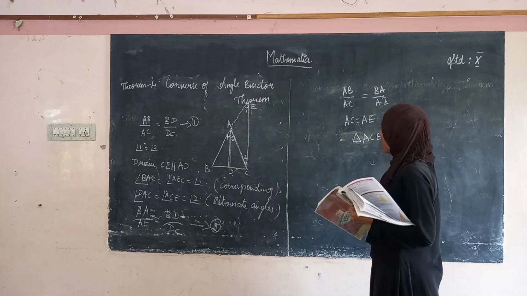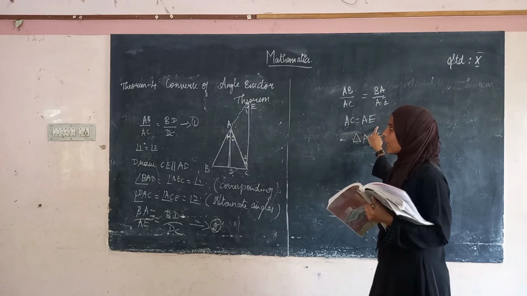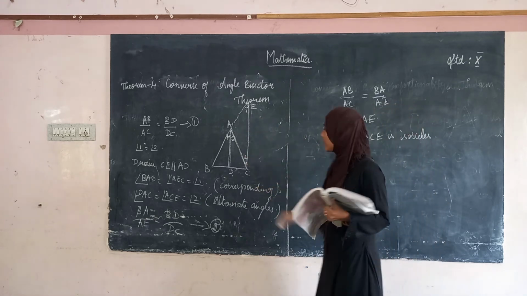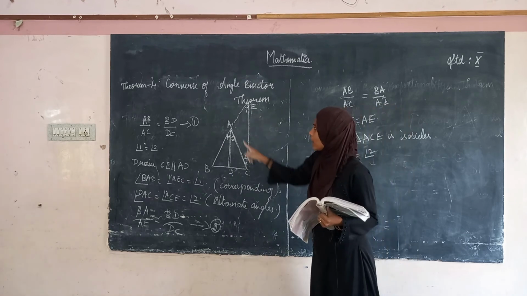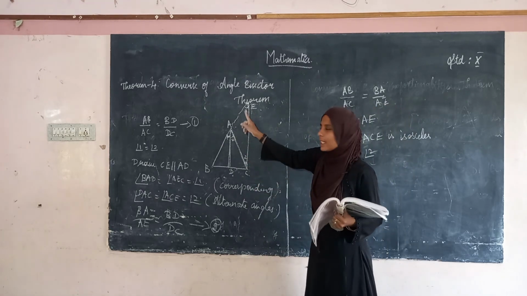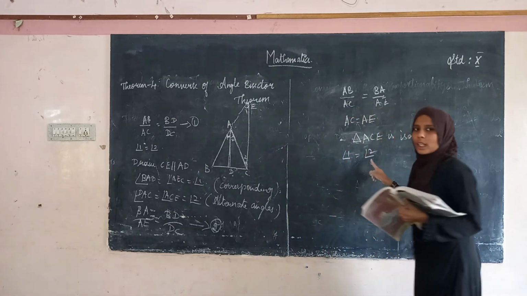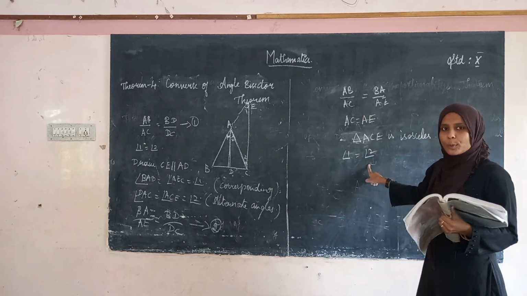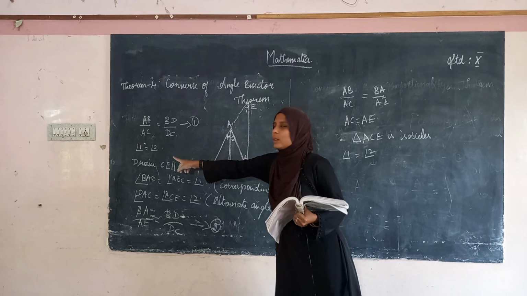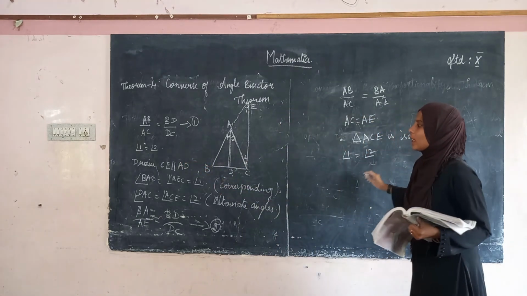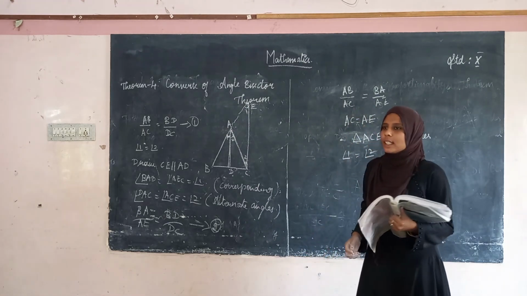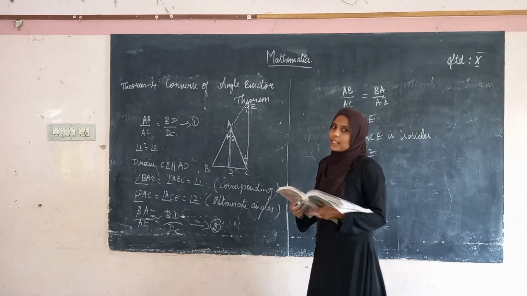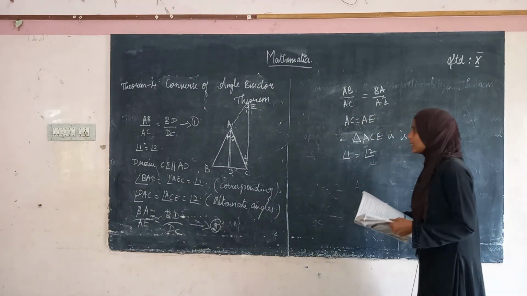What are the sides that are equal? AC is equal to AE. So, the other two angles should be equal. That is, angle 1 should be equal to angle 2, right? This is what we have to prove. Therefore, the line AD bisects the angle internally. Hence we have proved this theorem.